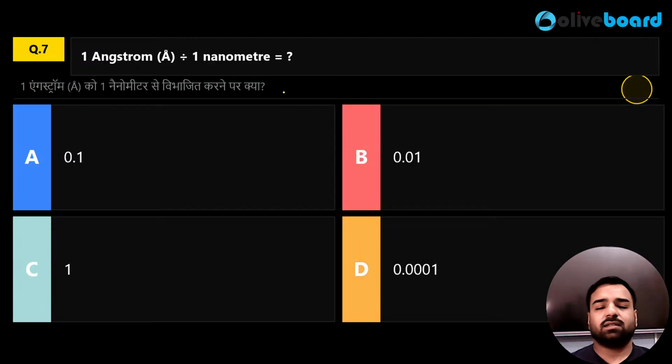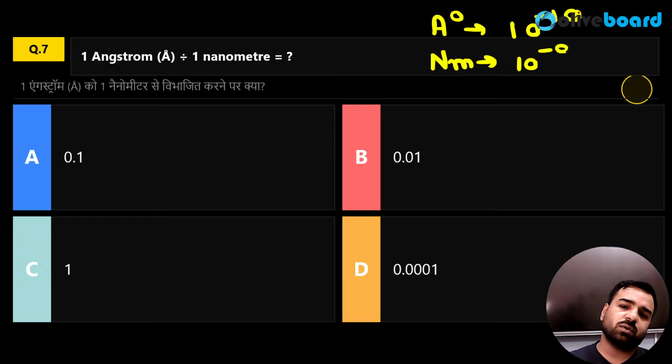If you have understood this chapter easily, you can easily find the ratio. So 1 angstrom equals what? Angstrom and nanometer. So it will be 10 to the minus 10 and 10 to the minus 9. Now guys, I have already written it for you. Please answer.